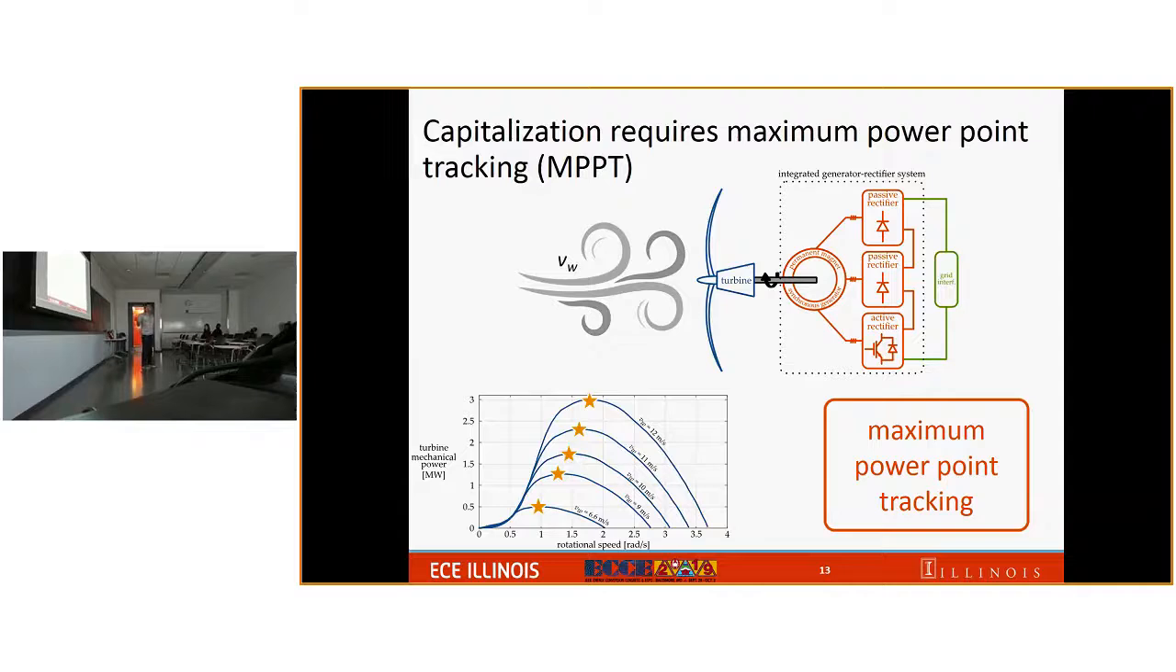You need to have a power electronic system that can control the amount of power you draw out of the turbine, to force the turbine to rotate exactly at the optimum speed to have the maximum power. So that is the reason why the power electronic system needs to be able to perform maximum power point tracking, to capitalize on the benefits that I just mentioned.